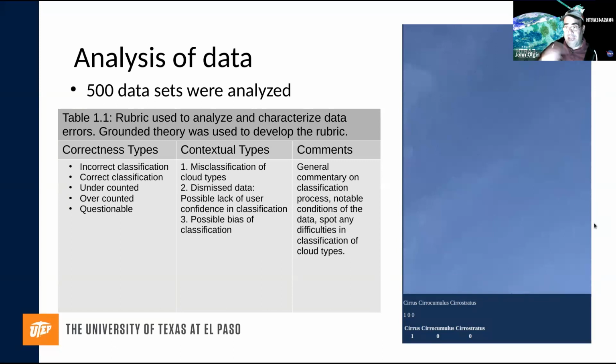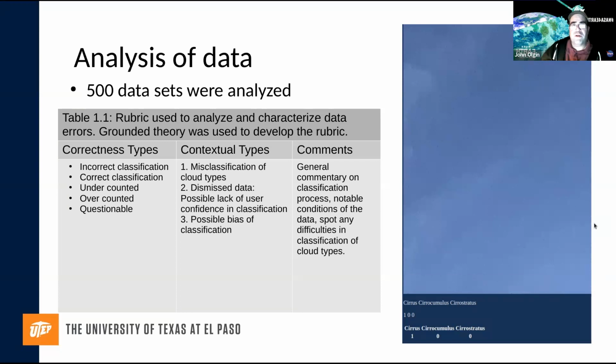Like a teacher, I go in there and check: did you get that right? I take a look and see if they actually got the cloud right, and I did that for all 500 data sets. One of the things I wanted to do was develop a rubric to guide me in understanding how they responded. So one of the things was to look at correctness type, whether it was a completely correct classification or an incorrect classification.